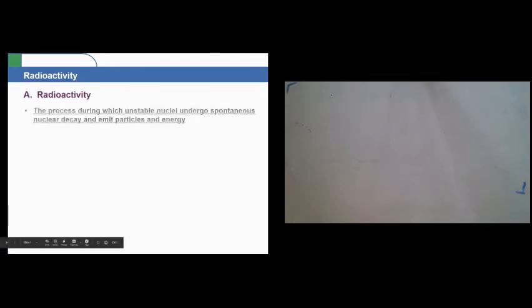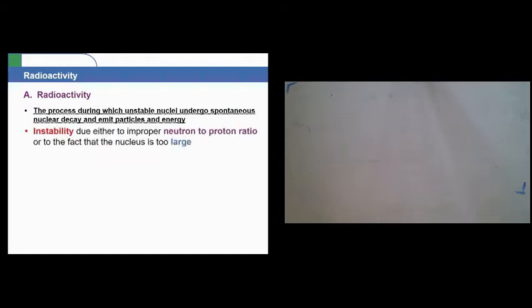Hi, today we're going to be talking about radioactivity. Now, last time we learned about the reasons why a particular nucleus will be nuclearly unstable. All right. Well, radioactivity is the response to that instability. It is a process during which unstable nuclei undergo spontaneous nuclear decay and emit particles and energy.